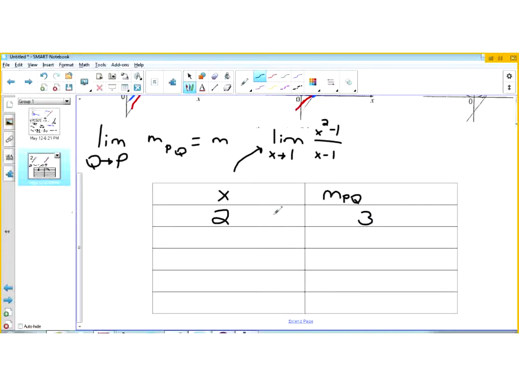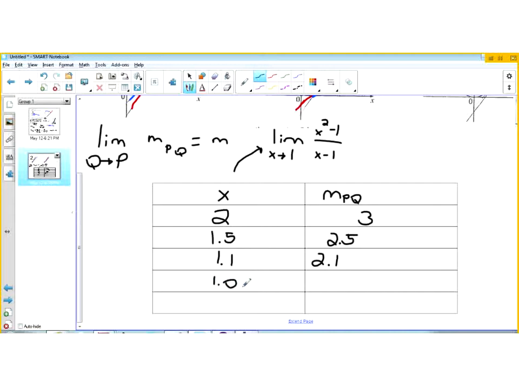Right? So now, again, our objective is to approach 1, but not be at 1. So that means to get to 1, we have to go less than 2. So the next value of x, say we plug in 1.5, and then we'll observe that the slope of the secant line is 2.5. And so we can get a little bit closer, right? So if x is 1.1, then my calculator shows that the slope of the secant line is 2.1.